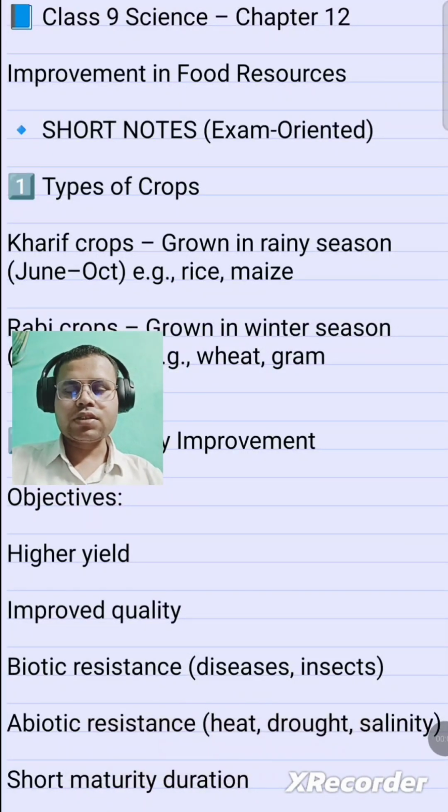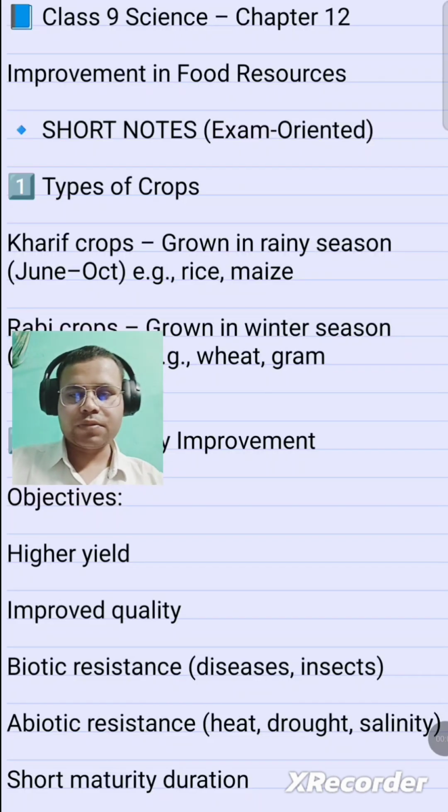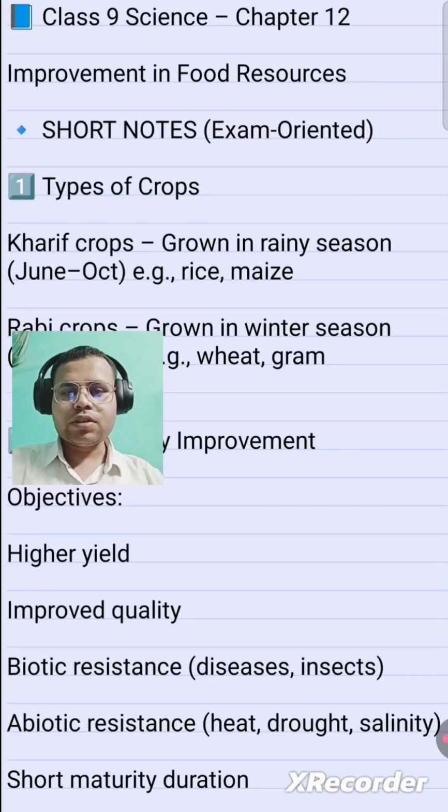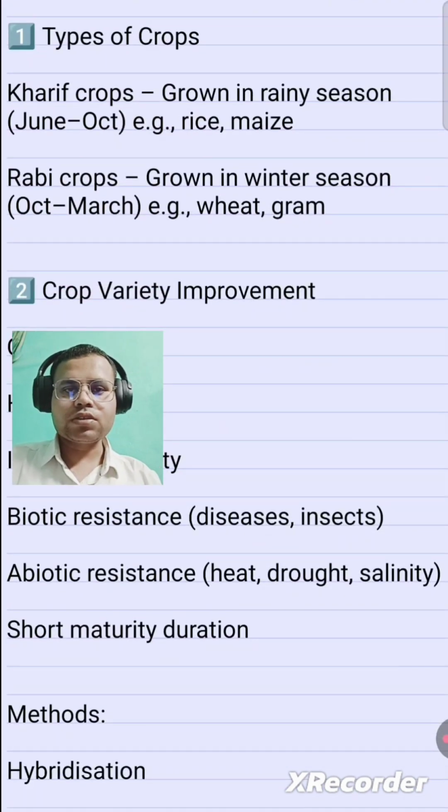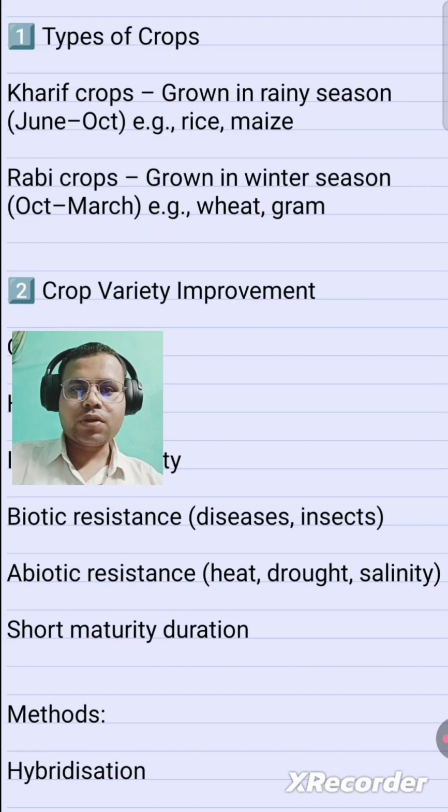So today we are discussing the class 9 science chapter 12. In this chapter we are discussing improvement in food resources, which includes the types of crops. First we have kharif crops, which are grown in the rainy season, that is June to October, for example rice and maize. And rabi crops are grown in the winter season, October to March. The examples are very simple, class: wheat and gram.